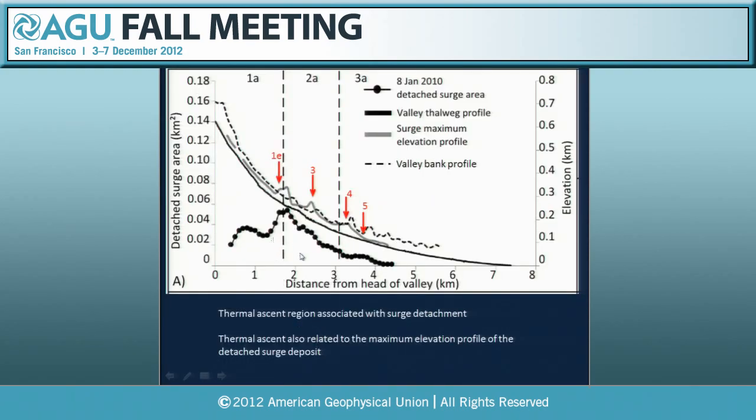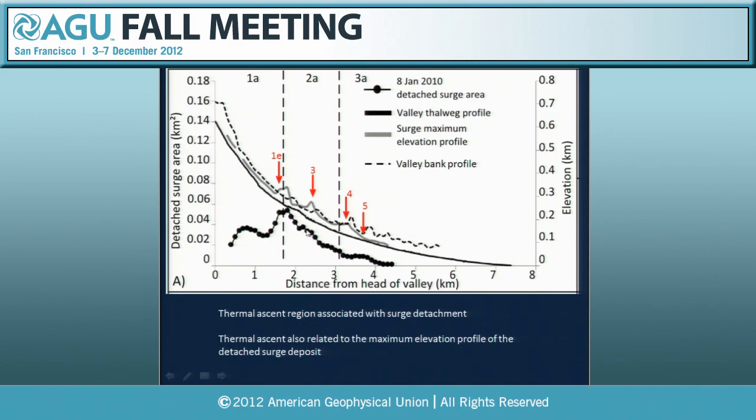And we can put this together with the thermal ascent data by looking at it this way. Again, here's the detached surge area. The black line is just the valley thalweg profile. The dotted line is the valley bank profile. And the gray line is showing you where the surge has actually traversed elevations higher than the valley banks.